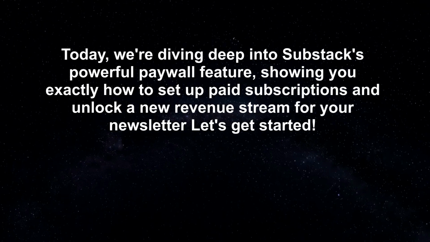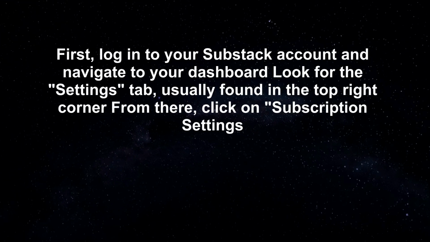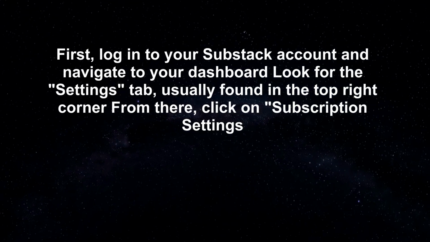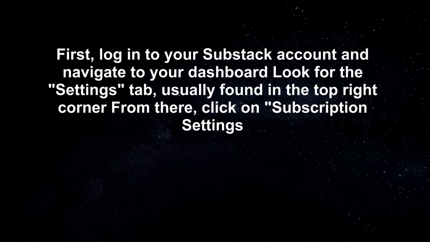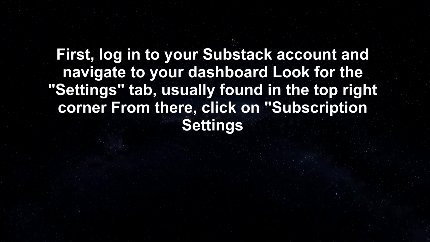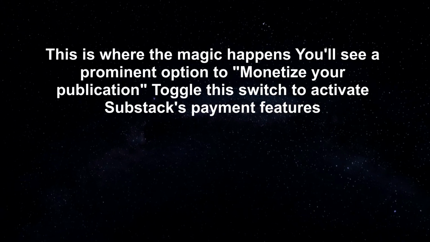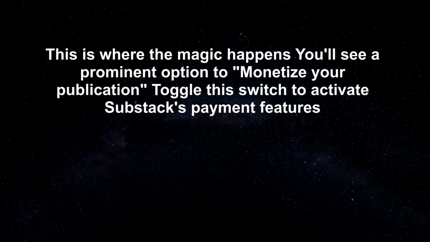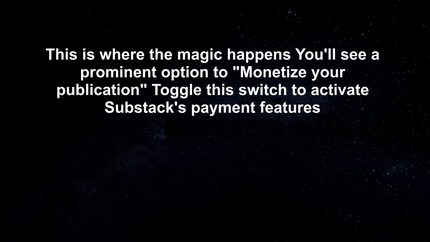Let's get started. First, log into your Substack account and navigate to your dashboard. Look for the Settings tab, usually found in the top right corner. From there, click on Subscription Settings. This is where the magic happens. You'll see a prominent option to monetize your publication. Toggle this switch to activate Substack's payment features.